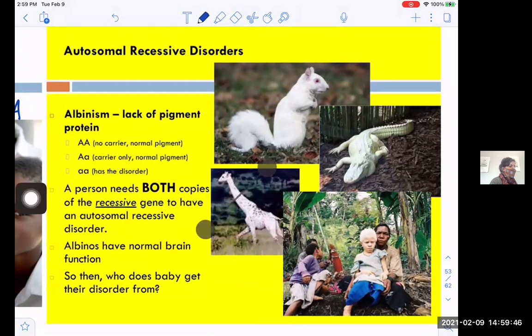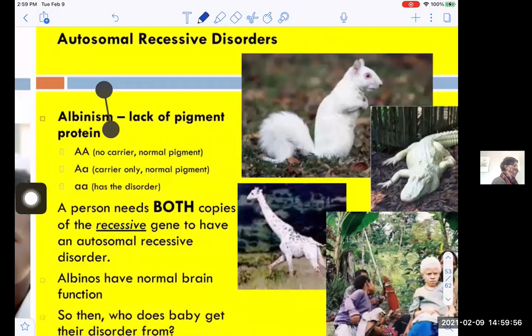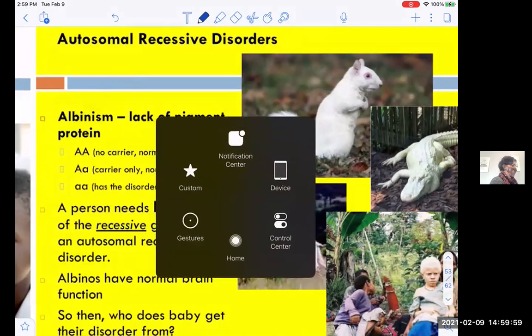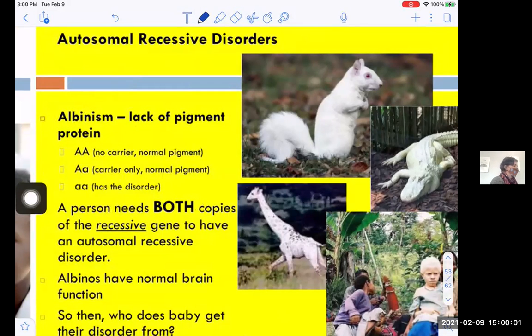I have an albino, I think this is an alligator or a crocodile. There's an albino giraffe on here. So again, what in the world is that? Uh-oh, how do I get rid of that thing? What was that? Okay, sorry.